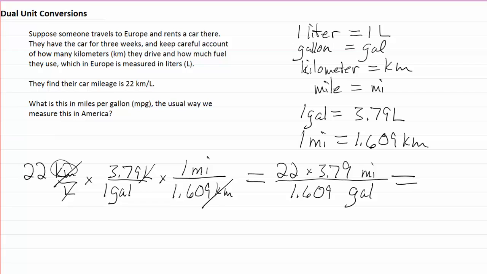When I calculate this out, I get 52 miles per gallon, or as we would abbreviate that in the US, we'd say 52 mpg, miles per gallon. So that's pretty good mileage. A lot of the smaller cars that they drive in Europe get over 50 miles per gallon when you end up converting them.